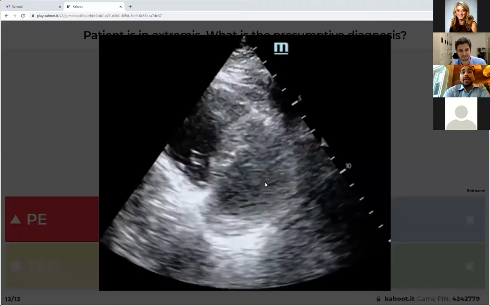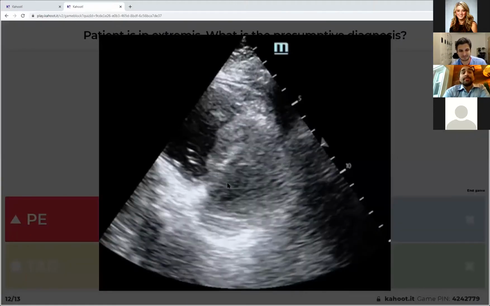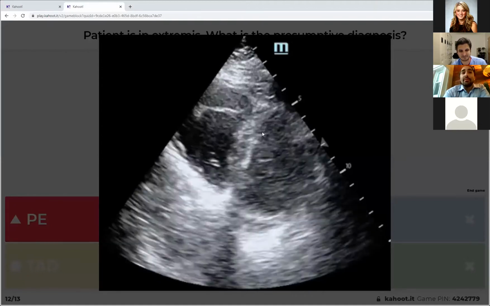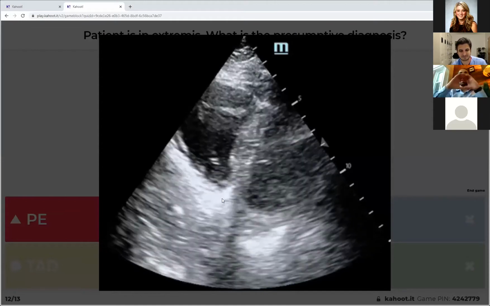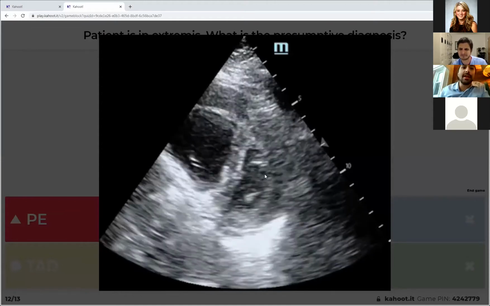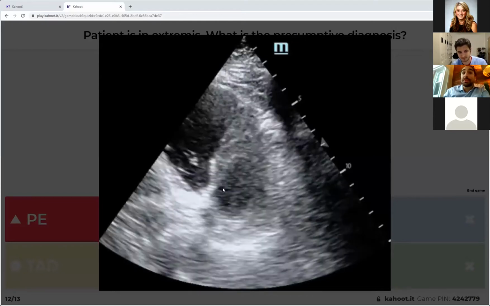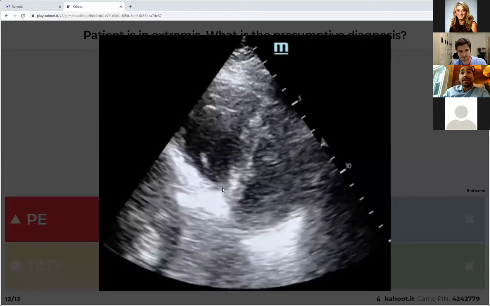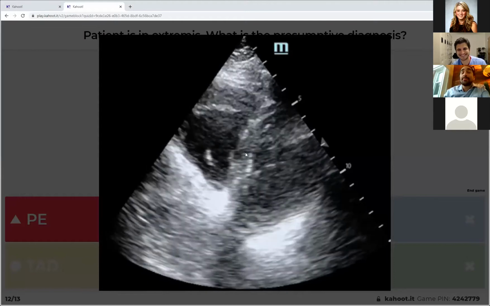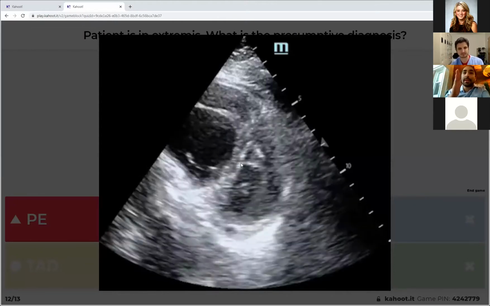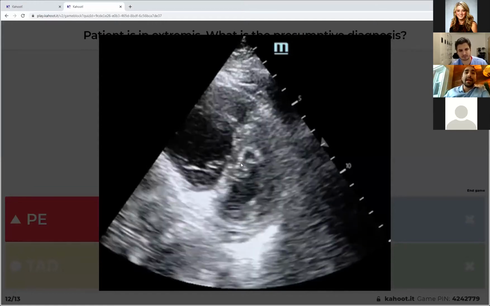And you can see the interventricular septum is bowing into the LV. So normally you would expect a donut shape to the LV here, but that's not at all what we're seeing. It almost looks like a capital D, and that's because right ventricular pressures are just so high, the interventricular septum is bowing into the left.